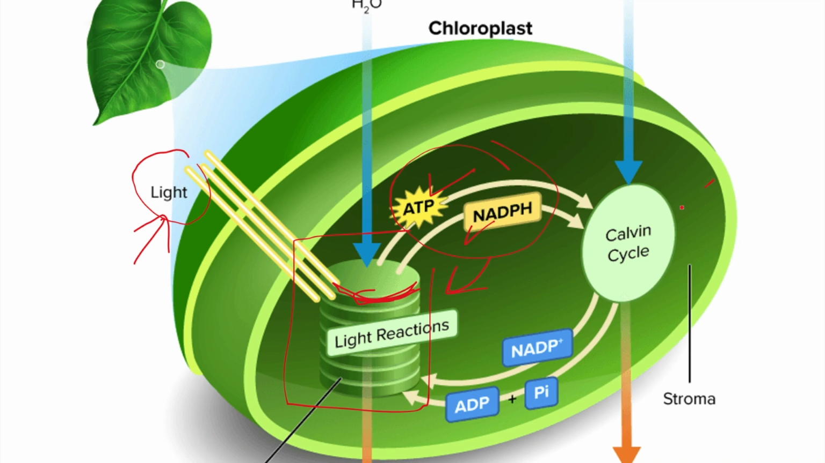The second stage, we call the Calvin cycle or light independent. Calvin is the scientist who discovered this cycle. It happens where? In the stroma, the fluid region outside the grana. Okay, so again, it occurs in the stroma. Their goal is to use ATP and NADPH in order to do what? To fix carbon dioxide and produce glucose.